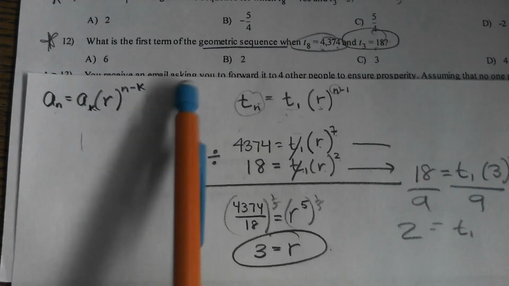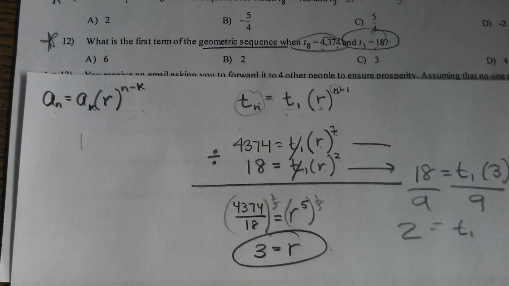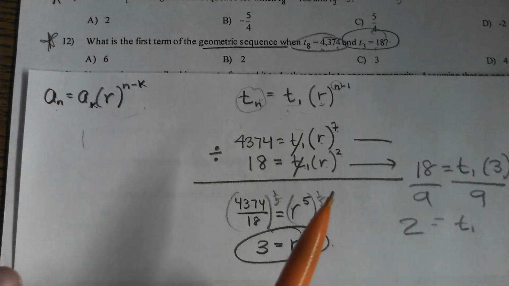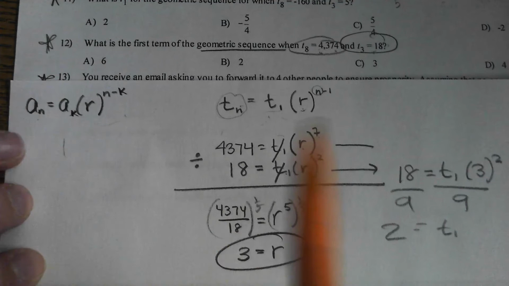So where there's a 1, I change it to a K. So I can use K as my third term and N as my 8th term. Do you follow? So what happens, because the logic is the same.